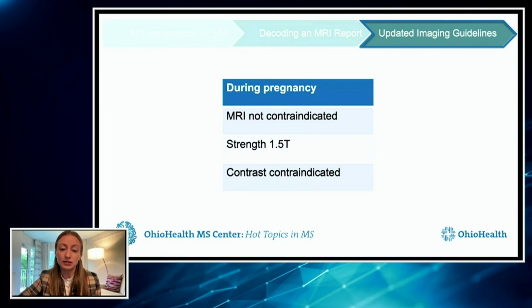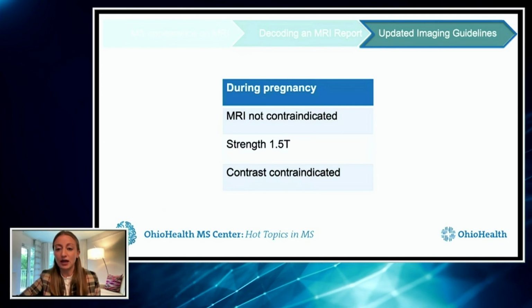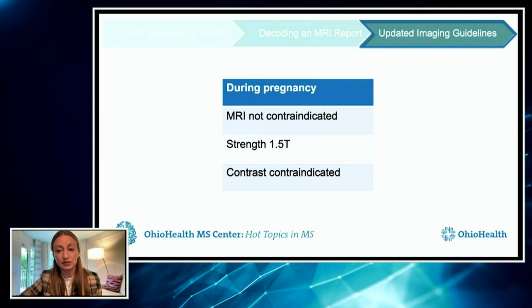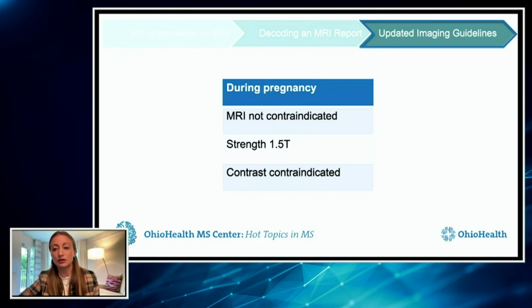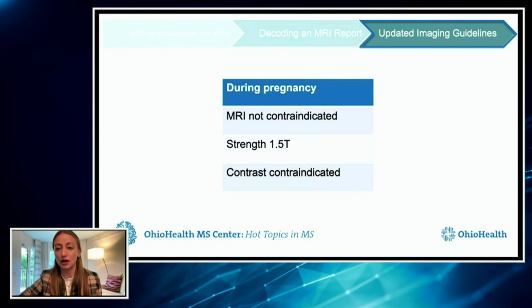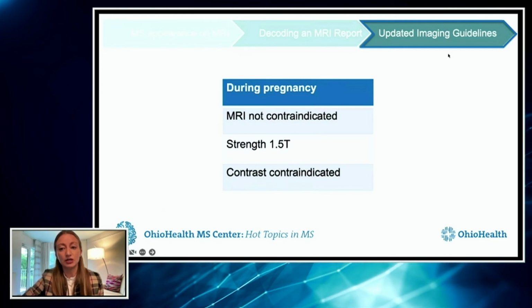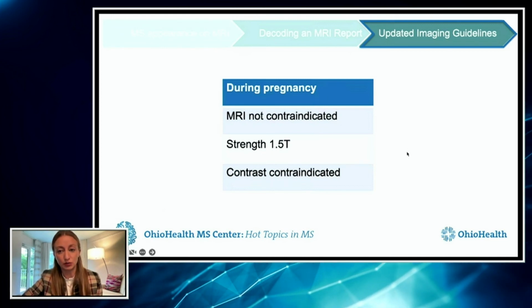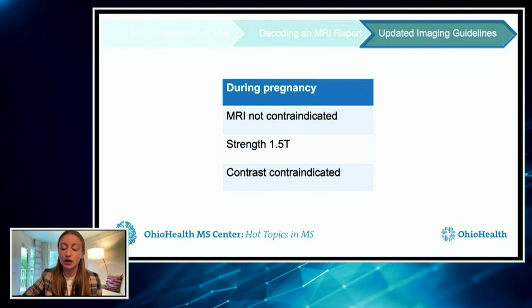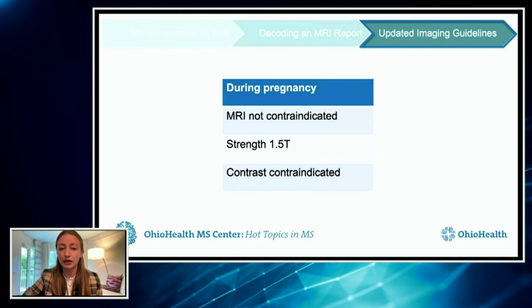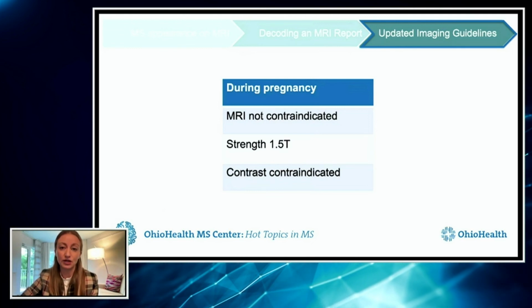Gadolinium contrast is contraindicated, meaning we do not use it during pregnancy, and that's because it can cross the placenta and the baby can be exposed to it, and there have been some complications associated with contrast getting to the fetus. So it is contraindicated to use contrast during pregnancy. However, immediately after giving birth, MRIs are permitted and contrast can be used, even in those who are breastfeeding, if necessary.